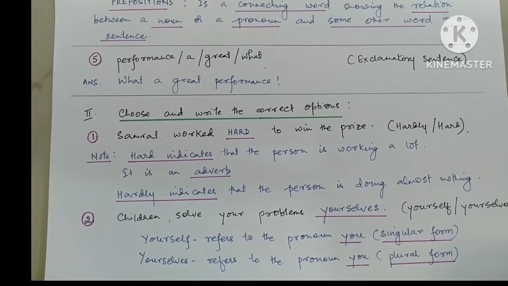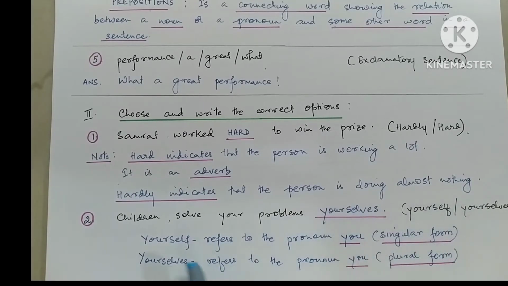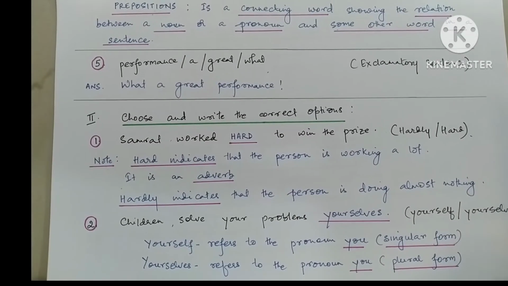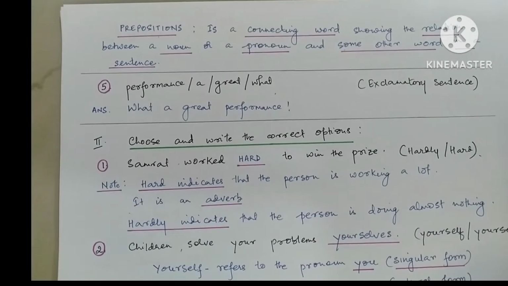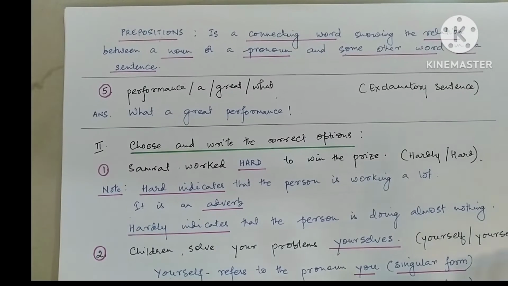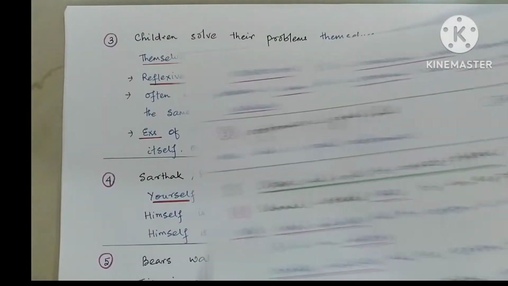Second, children, solve your problems yourself or yourselves. Now yourself refers to the pronoun you, singular form. Yourselves refers to the pronoun you, plural form. So children, solve your problems yourselves, because children is plural. It's a plural pronoun. That is why we use yourselves and not yourself, which is used for the singular form of you. Had it been child, it would have been yourself. Because it is children, it is yourselves.